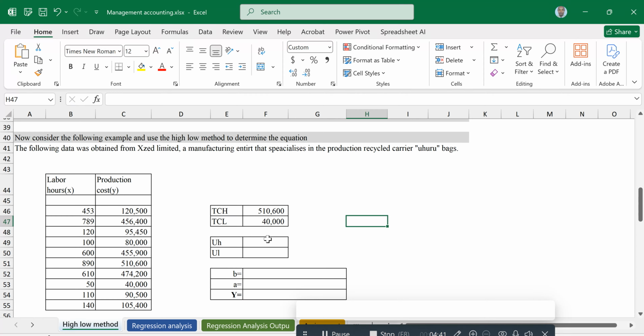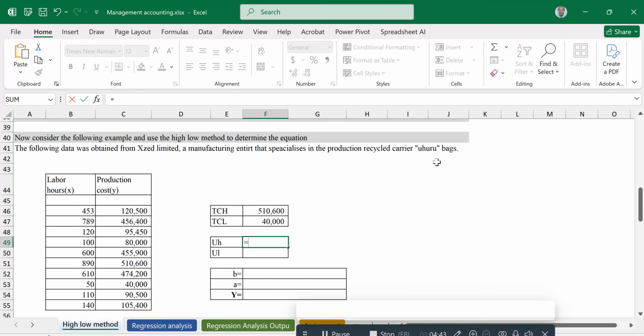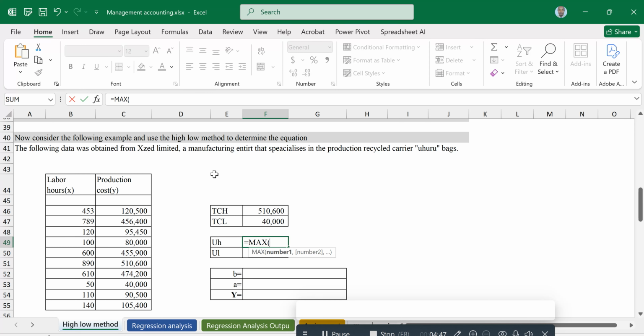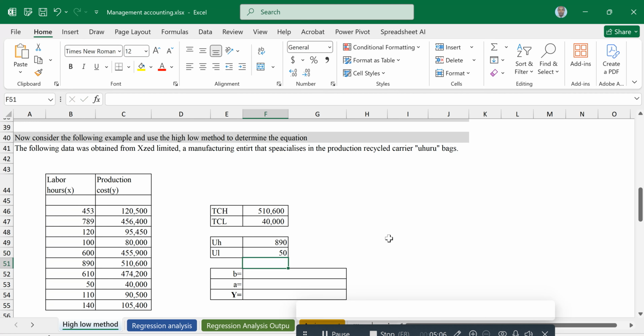So max and min here: equal sign, max, tab. Now we will use the labor hours, close bracket, enter. Then the number of units at low: equal sign, min, tab, select from 453 to 140, then close bracket, enter. That will be the number of units at high and the number of units at low.